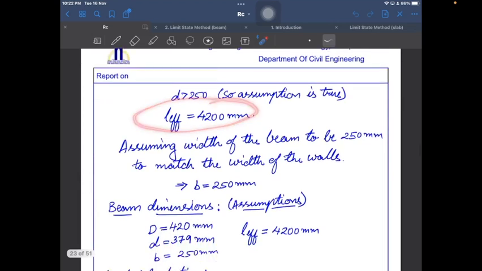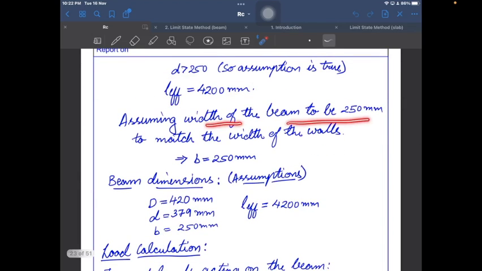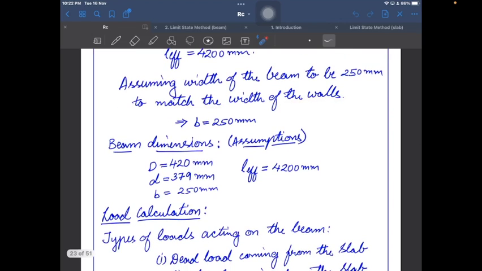It doesn't change. And assuming width of the beam to be 250, to match with the width of the walls, because the end walls are 250 thick. So to match with that, we have just taken width of the beam as 250. Generally it is a standard size, so we take width of the beam as 250, to match with the walls, people generally say, that's it.